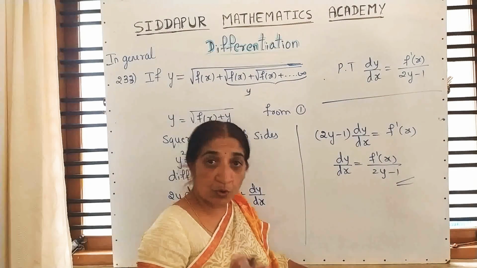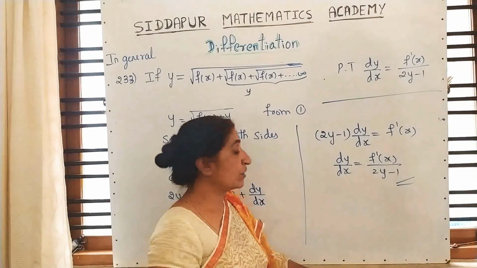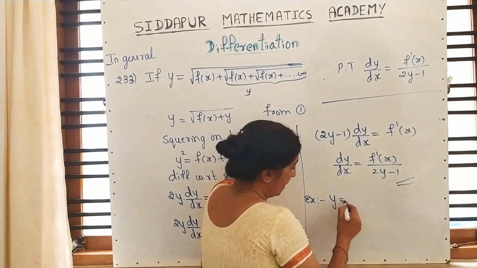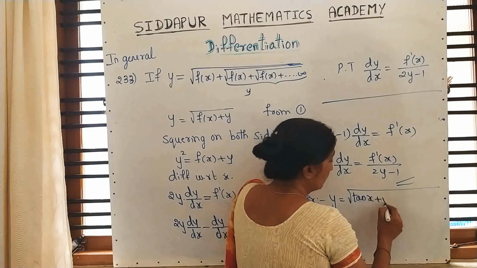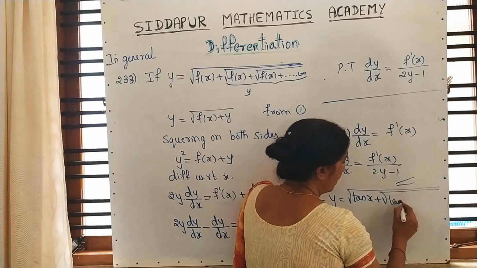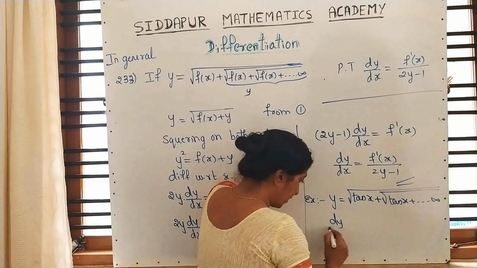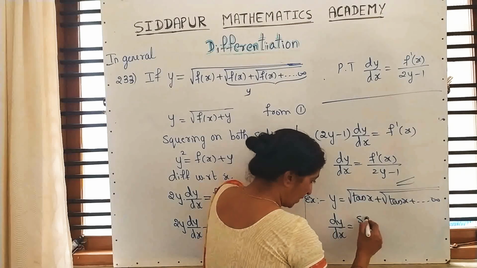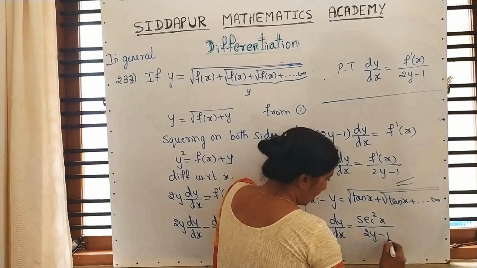Now you know how to apply this in the CET. Already I gave the example, for example cos x. Suppose if the example is like this. If y is equal to root of tan x plus up to infinity, then how you write dy upon dx? Dy upon dx. What is the differentiation of tan x? Secant square x. Denominator is 2y minus 1.